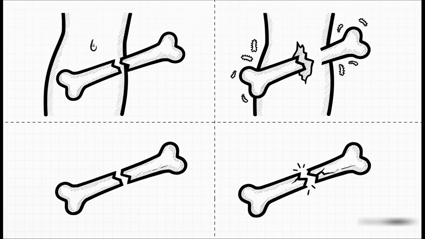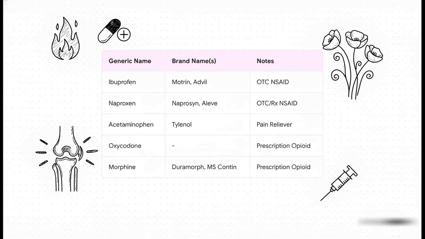The other 2 are pretty straightforward. Complete means the bone is snapped into 2 pieces, and incomplete is more like a crack that doesn't go all the way through. Okay, so what are we using to treat the pain from these injuries?